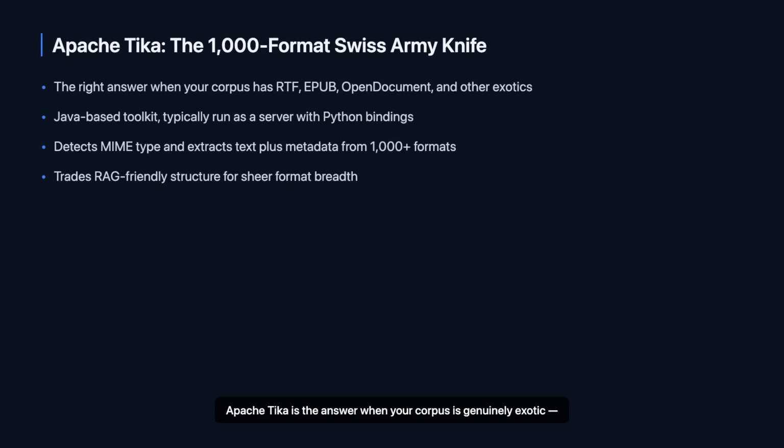Apache Tika is the answer when your corpus is genuinely exotic. Formats like RTF, EPUB, and Open Document that Unstructured doesn't reach. Under the hood, it is a Java-based toolkit, typically run as a server with Python bindings on top. It detects the MIME type of a file and extracts text plus metadata from over 1,000 formats. The trade-off is that Tika optimizes for format breadth, not for RAG-friendly structure. If your corpus is dominated by weird legacy formats, reach for Tika. If it's mostly modern documents, you'll be happier with Unstructured.